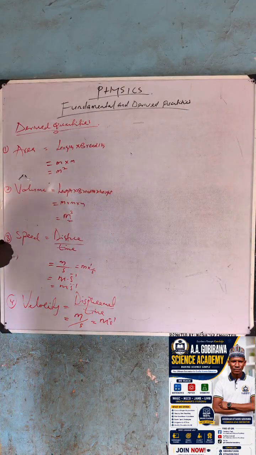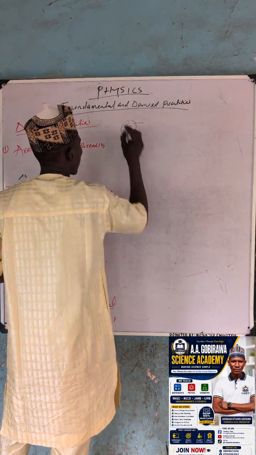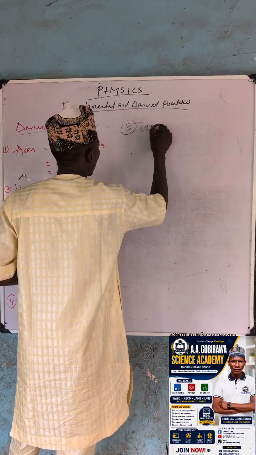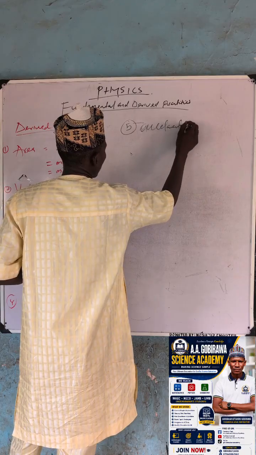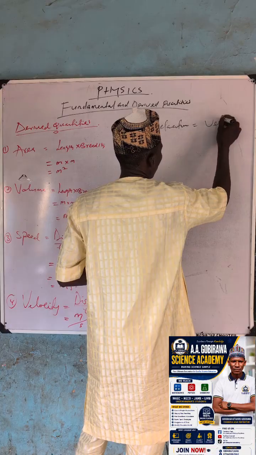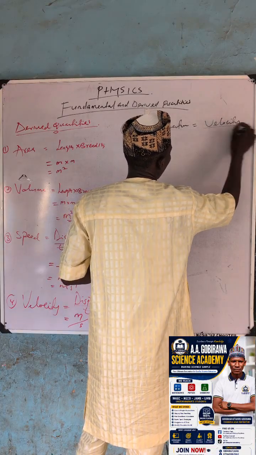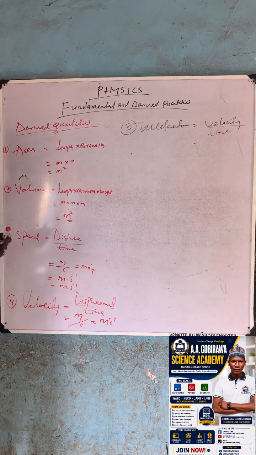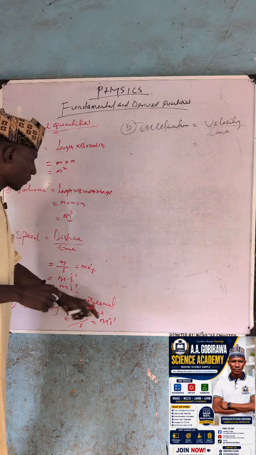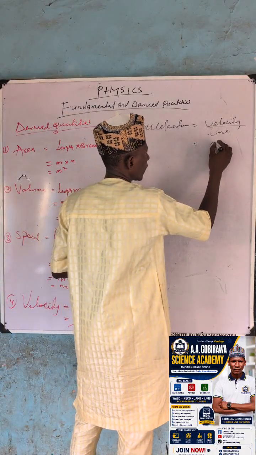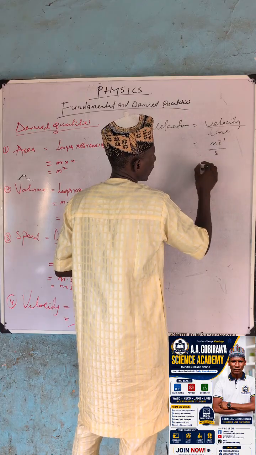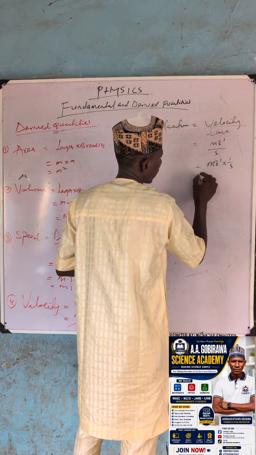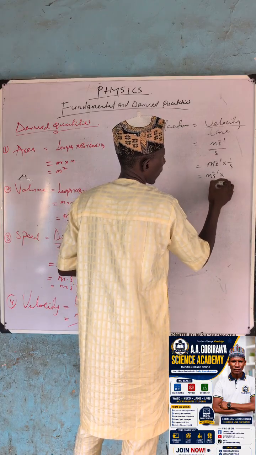Then number 5, we have acceleration. Acceleration is the change of velocity over time. We have velocity all over time, meter per second all over second. This is the same thing as meter per second multiplied by 1 all over second.